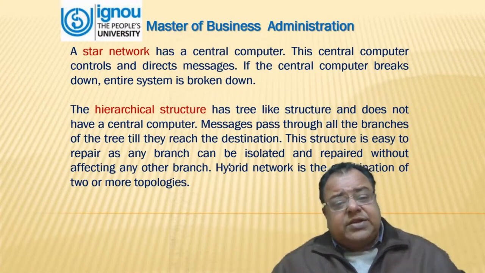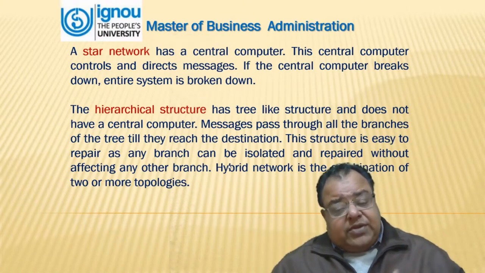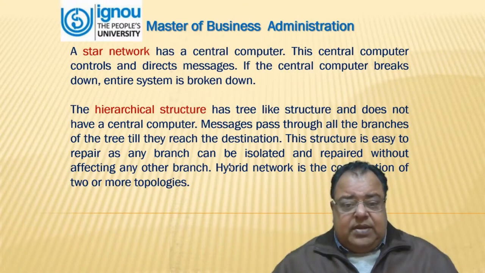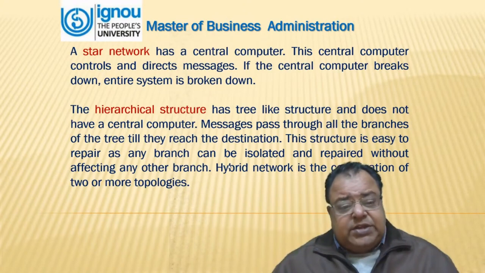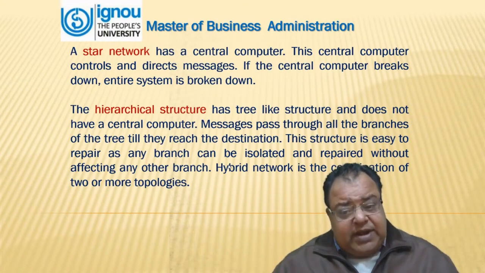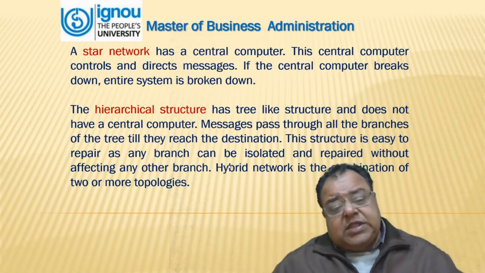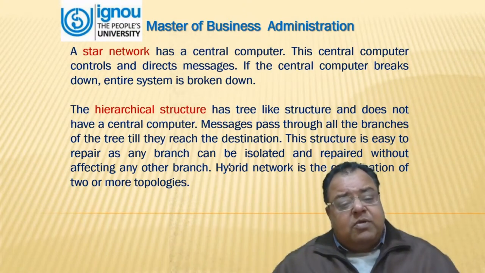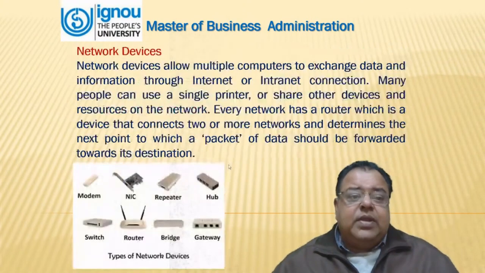The hierarchical structure has a tree-like structure and does not have a central computer. Messages pass through all the branches of the tree till they reach the destination. This structure is easy to repair, as each branch can be isolated and repaired without affecting the other branches. A hybrid network is the combination of two or more topologies.